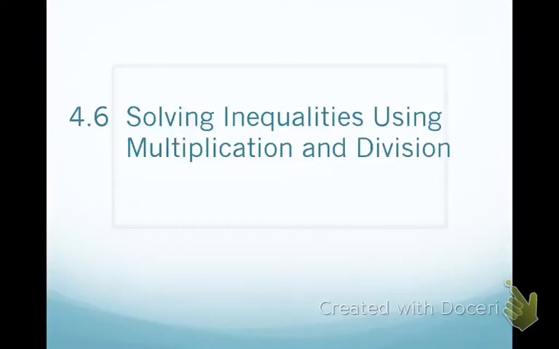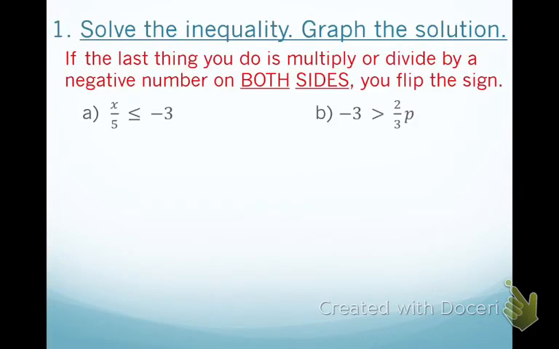We are going to be in 4.6. Today we're going to be talking about solving inequalities using multiplication and division. There's an idea that I want you guys to write down with your red pen. We talked about this yesterday, but we're really going to use it in our lesson today. So if you would, please write this statement down at the top of your notes.